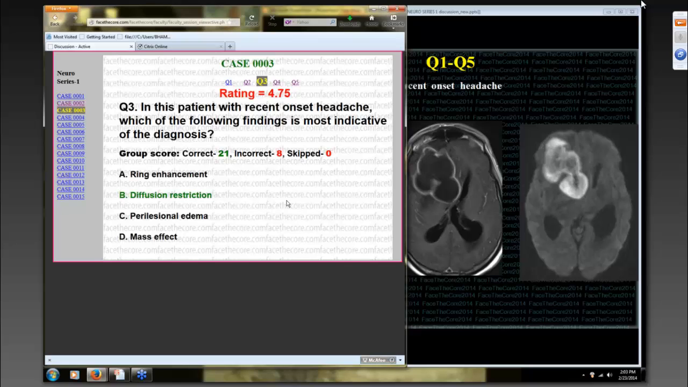the recent onset of headache, which of the following findings is most indicative of the diagnosis? I partly discussed this: the ring enhancement, diffusion, and the edema and mass effect. Of course, restricted diffusion is typical for an abscess, so that would be the most indicative of the diagnosis. And with the conglomeration of findings that you see, a clear fluid inside with restricting diffusion, thin walls, thin smooth inner margins, all these findings together, of course, you will come to the right diagnosis of a cerebral abscess, out of which the diffusion positivity is most important.